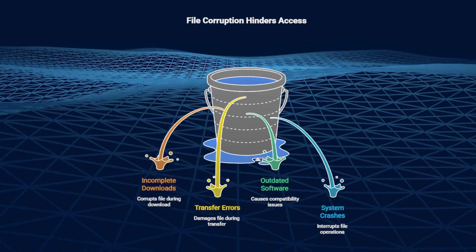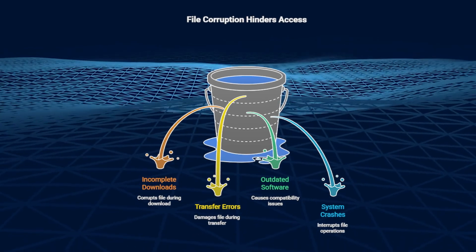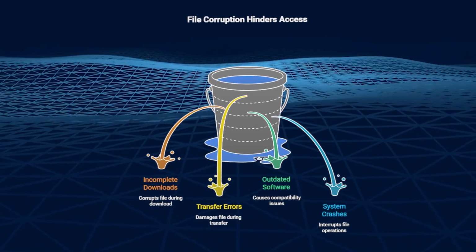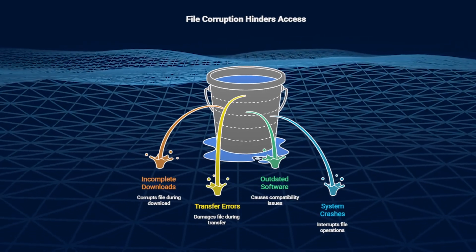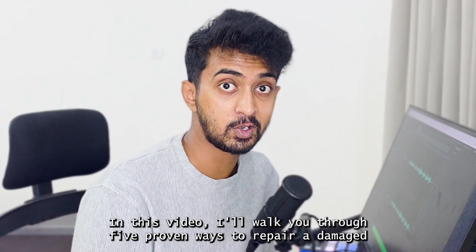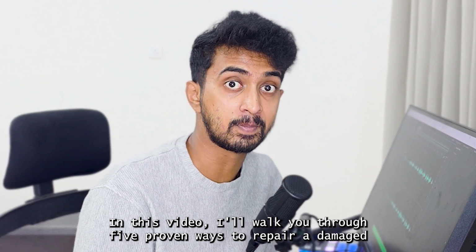In most cases, this happens because the file is corrupted. This can be caused by incomplete downloads, transfer errors, outdated software, or even system crashes. But don't worry, in this video, I'll walk you through 5 proven ways to repair a damaged or corrupted PDF file.